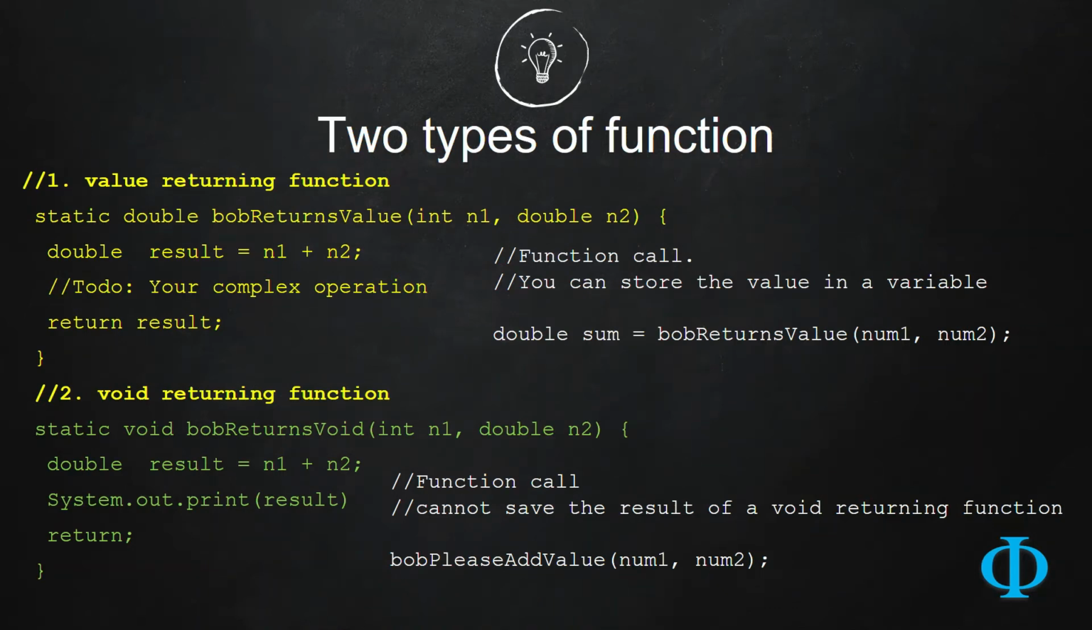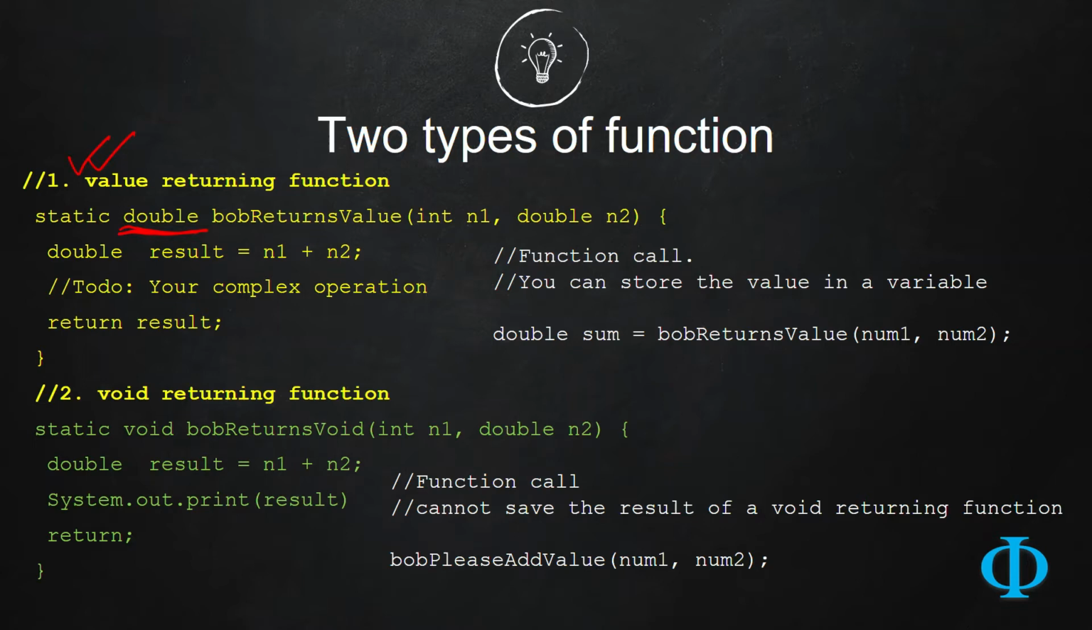In Java, there are two different types of functions. The first type is the value returning function. If you notice minutely, all the functions that we have discussed so far have a particular return type. In our case, it was a double.